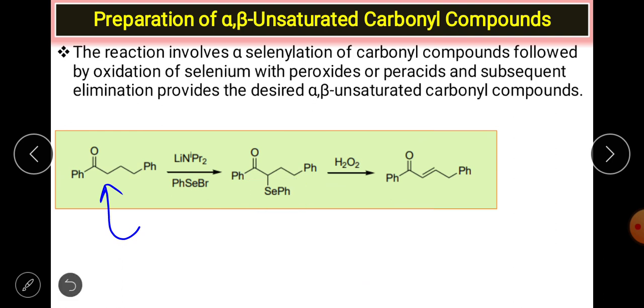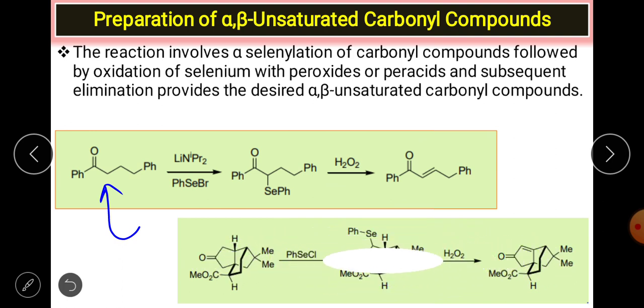After that, the H2O2. In the last slide I missed the Ph, so you consider that the phenyl is there. Then it undergoes oxidation and then elimination. Elimination occurs at high temperature. Likewise, you can do these reactions. Another example, we have this one. Here is the active carbon. So do the first selenation, and after that oxidation followed by the elimination.